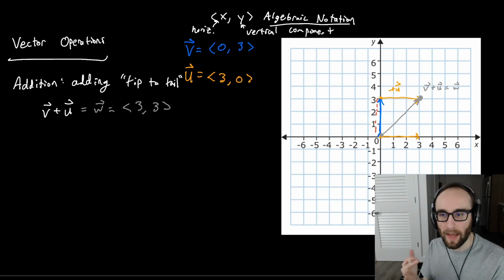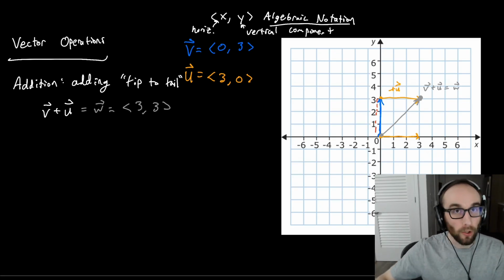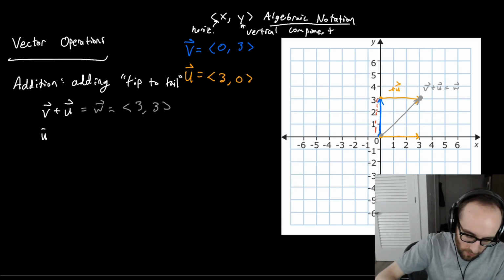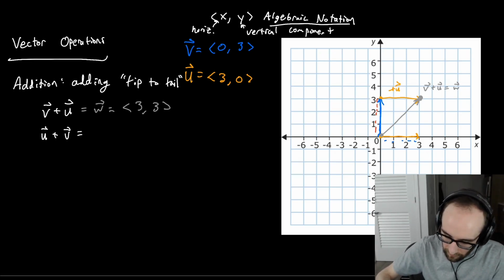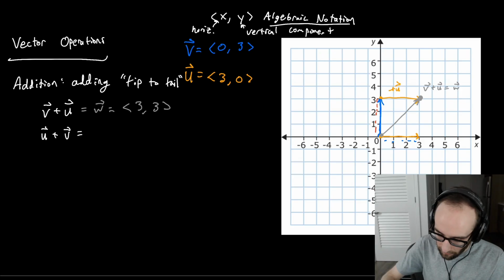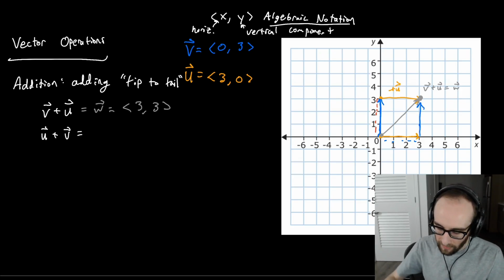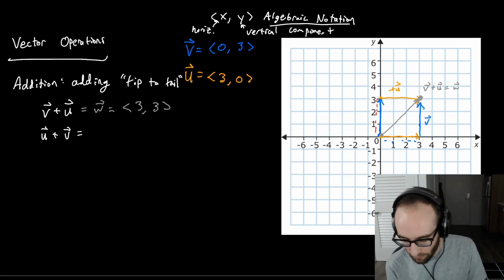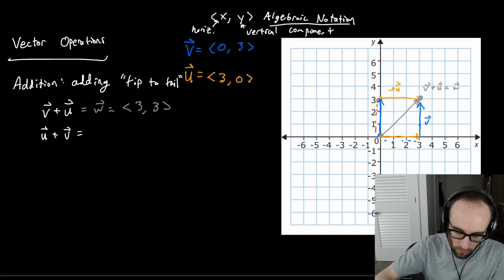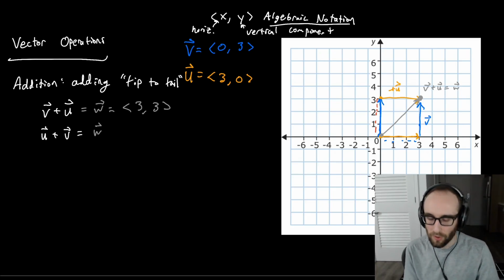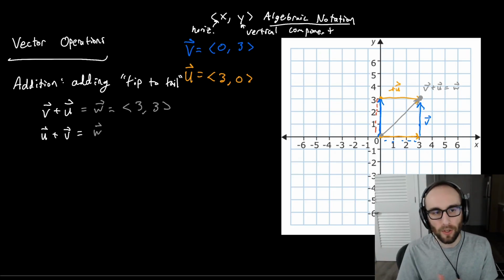One thing you might notice is that if we were to change the order of our vectors, if we were to take u plus v, we would still end up at w. In this case, we travel along u, and then we get to the tip of u, and then we travel up 3. In other words, the direction that v is traveling, 3 units directly up. So we still end up with w, even if we were to start with the other vector. So it doesn't matter which one you start with.